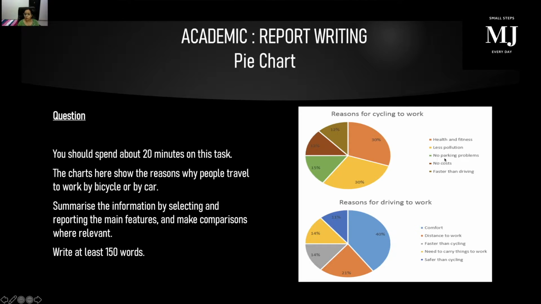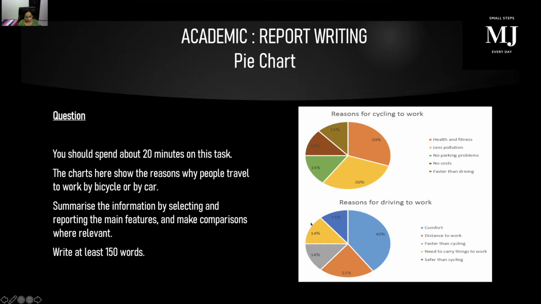15%, they don't want to face any parking problems. 13% and 12%, so 13%, they find cycling to be cheap. 12%, they find cycling faster. They think that cycling is faster than driving in order to reach the workplace.